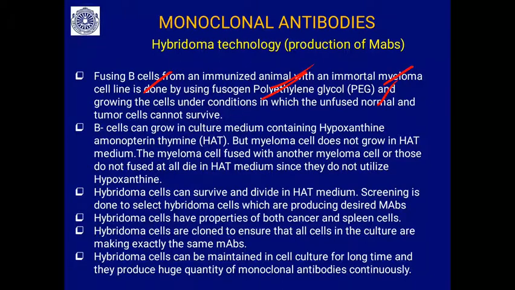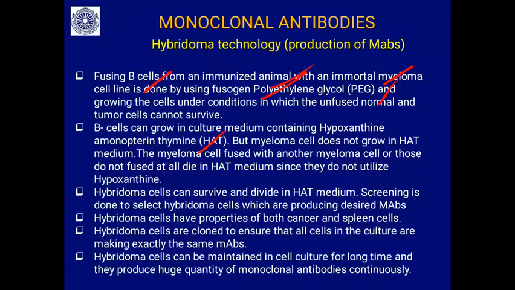B cells can grow in culture medium containing it, called the HAT medium. It is a culture medium with hypoxanthine, aminopterin, and thymine in that HAT medium. But myeloma cells do not grow in HAT medium. So that's why unfused myeloma cells don't survive. Only fused myeloma cells will survive, because they have the properties of the B cell or the splenic B cell.